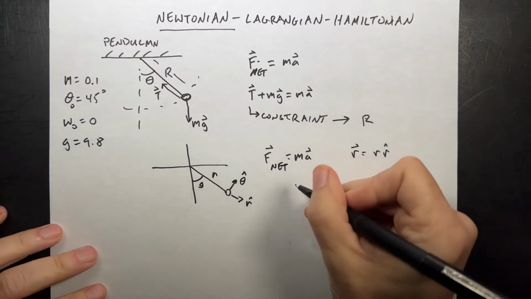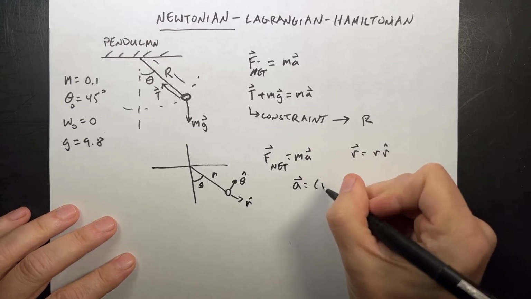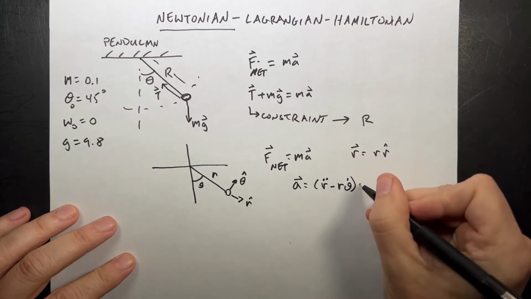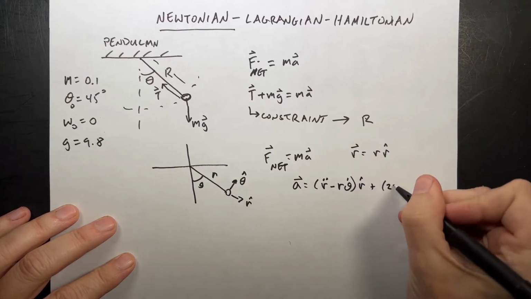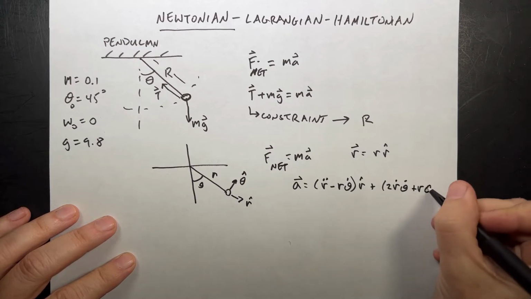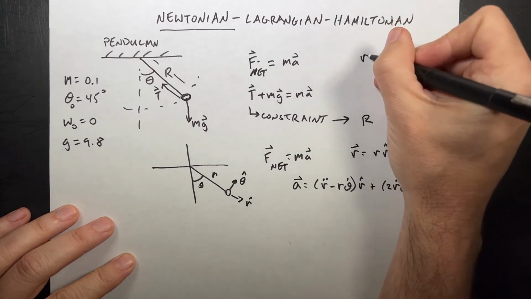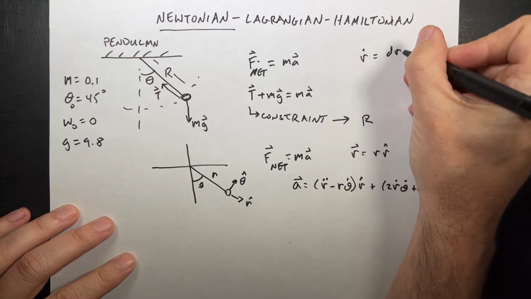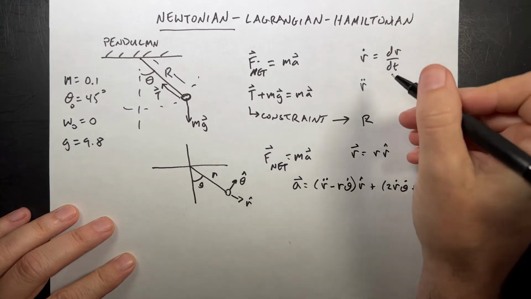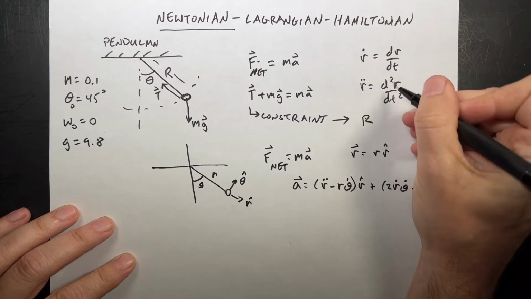But in the end, in polar coordinates, the acceleration vector is (r double dot minus r theta dot squared) r hat plus (2 r dot theta dot plus r theta double dot) theta hat. So just a reminder that if I write r dot, that is the derivative of r with respect to time. R double dot, we like to use this double dot notation, is the second derivative of r with respect to time. It's because there's 2 dots.